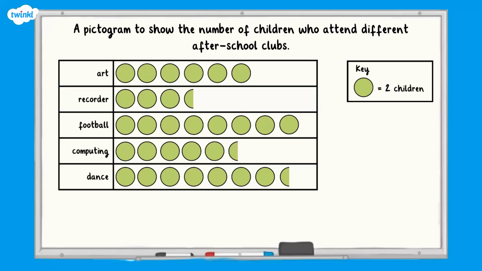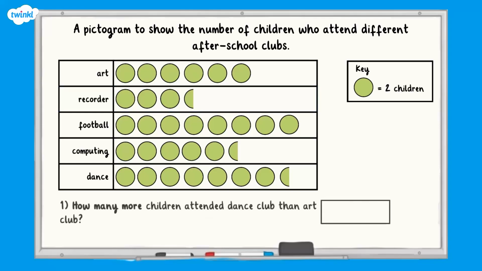Let's use the chart to answer these questions. How many more children attend dance club than art club? Let's start with dance club. There are 7 whole circles and 1 half circle in the dance row. Each whole circle is worth 2, so we can multiply 7 by 2 to work out that the whole circles represent 14 children. The half circle represents 1 child, so we can add 1 to 14 to make 15 children altogether. It's always a good idea to label our pictogram as we go, so let's write 15 next to the dance row.